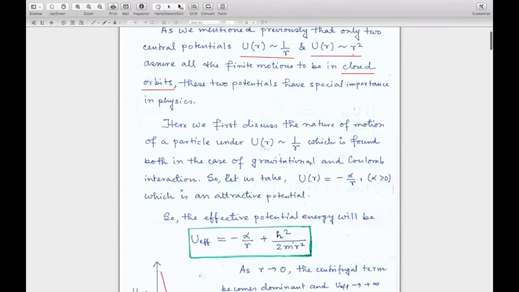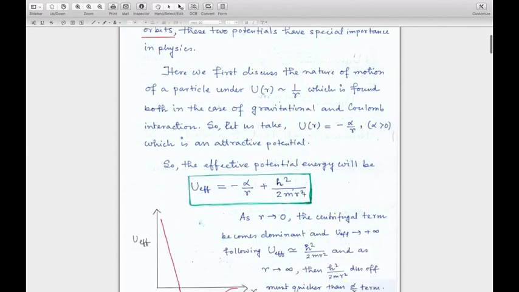Here, for the current interest, we first take the 1 by r type of potential, but we take the attractive one. That's why we define our U(r) to be equal to minus alpha by r, where alpha is a positive quantity. So U(r) is a negative quantity, r being positive always.